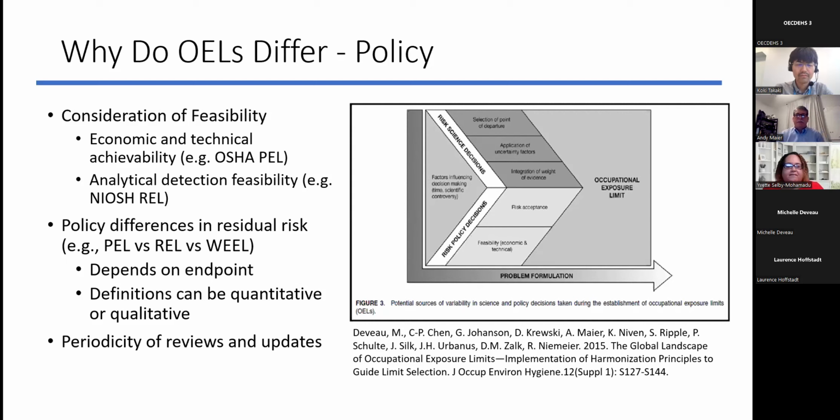So we do know that there are differences in OELs for a lot of different reasons. Some of them are policy-based, as Michelle has mentioned. So some OELs consider feasibility, either economic and technical achievability or analytical detection feasibility are 2 examples. There are also differences based on residual risk or other risk policy decisions, depending on the nature of the endpoint. Some organizations set quantitative OELs for cancer, some set other risk management-based approaches. It depends on the different type of endpoint. And organizations might differ in their policies with regard to reviews and updates. So it's important for us to recognize all those differences, again, in leveraging or using information or deciding if we can add to the overall landscape.